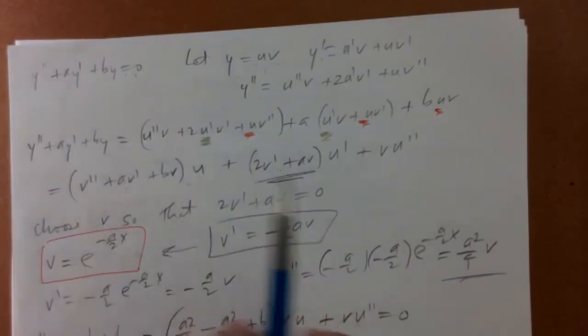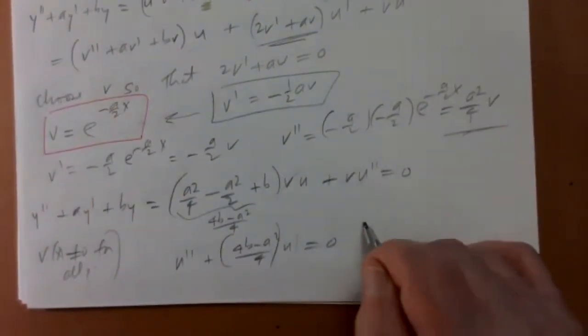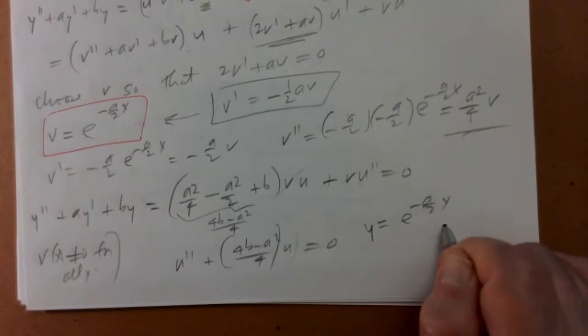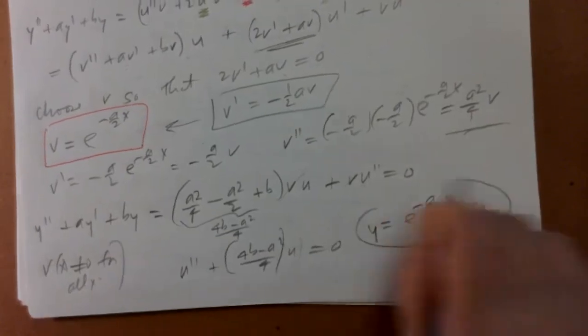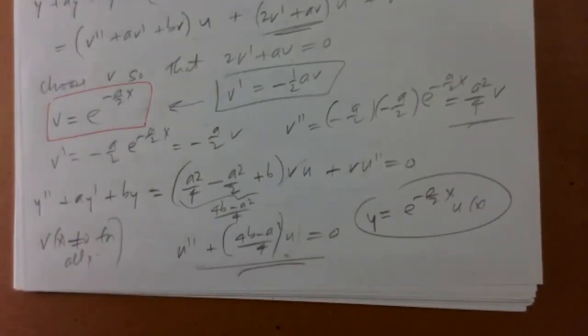If you let v equal e to the minus a over 2 x, then you will have a solution y equals u v, which is e to the minus a over 2 x times some function u of x, where u of x solves this equation. And we just saw how to solve this equation. It's either linear or a sum of exponentials or a sine plus a cosine. So now we can solve every second order constant coefficient homogeneous ordinary differential equation.